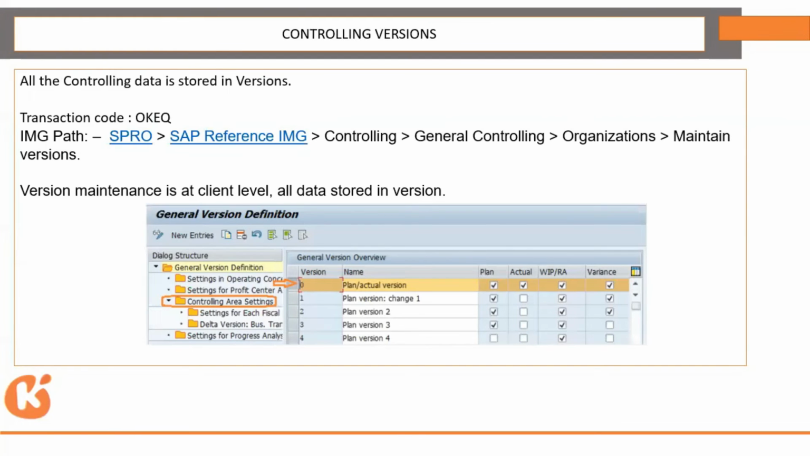And we have another important transaction code, OKEQ, for maintaining the versions of the controlling area. We can have 1 to 100 versions, but we have a default version that is 0. This default version 0 is created as and when we create a controlling area. Any version that we create should be copied from the default version 0. Version 0 is available for actual activity, actual costing activity. But the other versions that we create are not created for actual activities. They are only created for planned activities, planned costing.